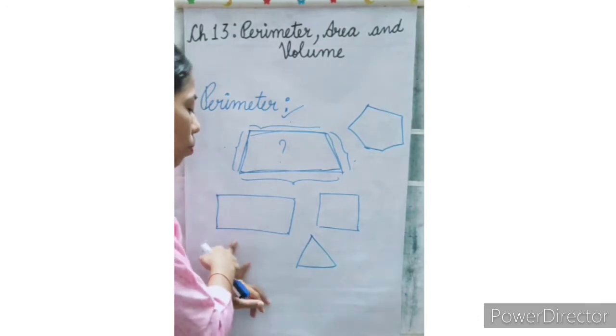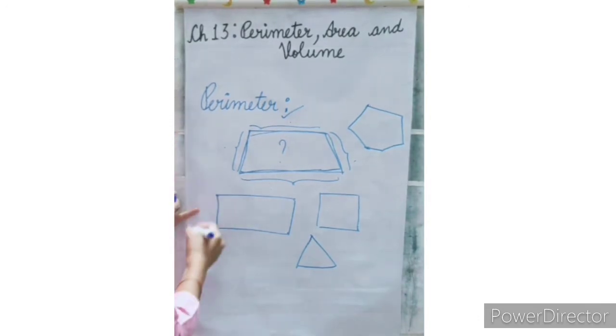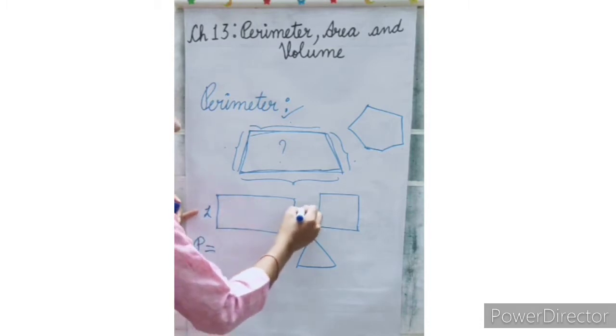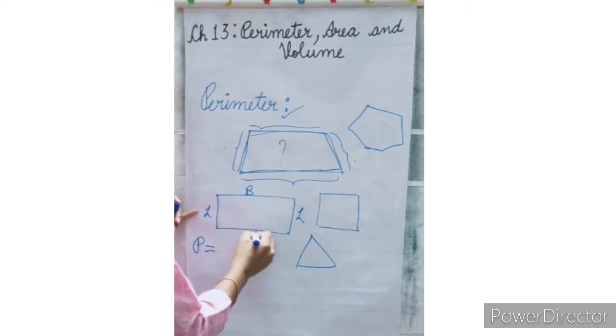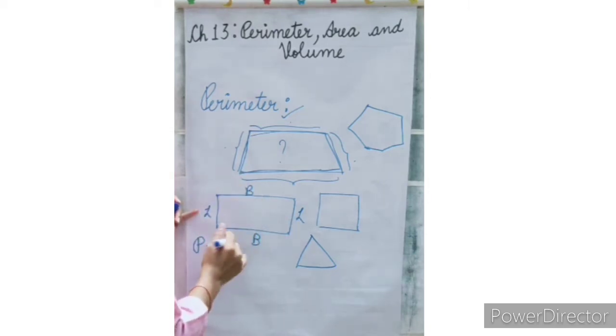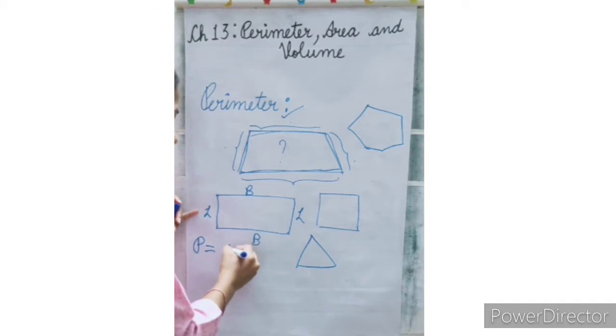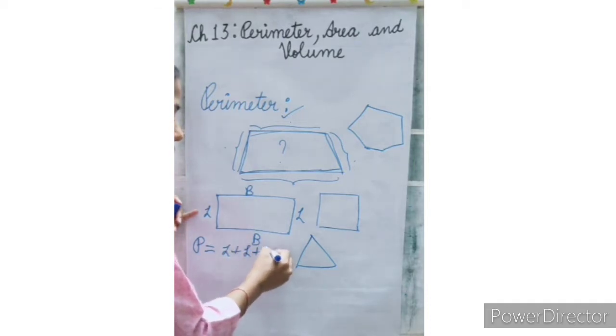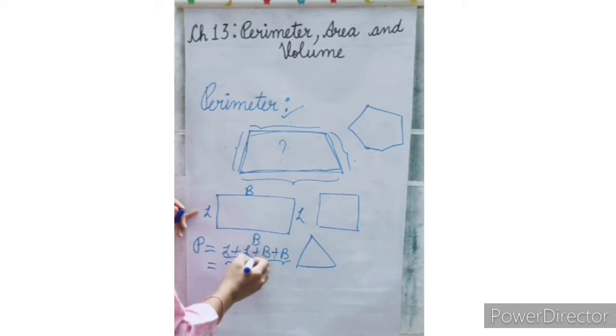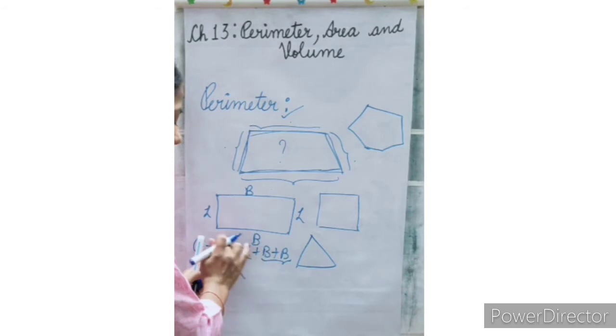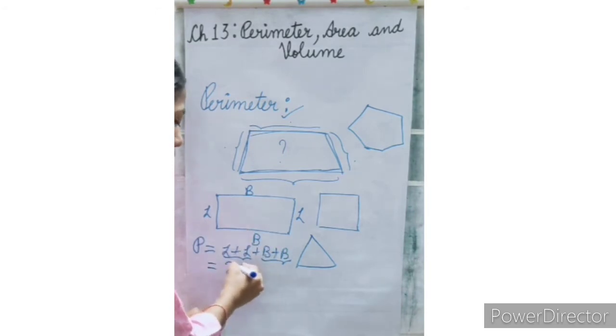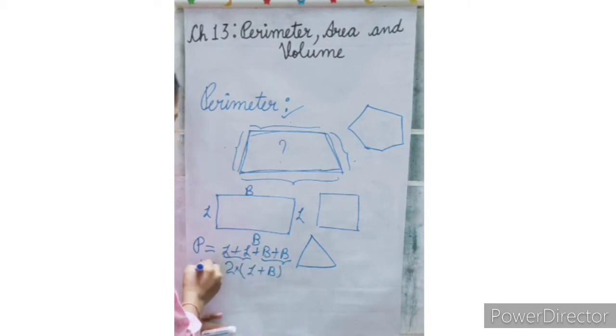For finding the perimeter of a rectangle, there is a formula. As you can see, two lengths and two breadths are there in this shape. So instead of adding L plus B plus L plus B, as you can see, two times lengths are there, two times breadths are there, and we are adding all these. So 2 multiplied by (L plus B). This is the formula for finding the perimeter of a rectangle.